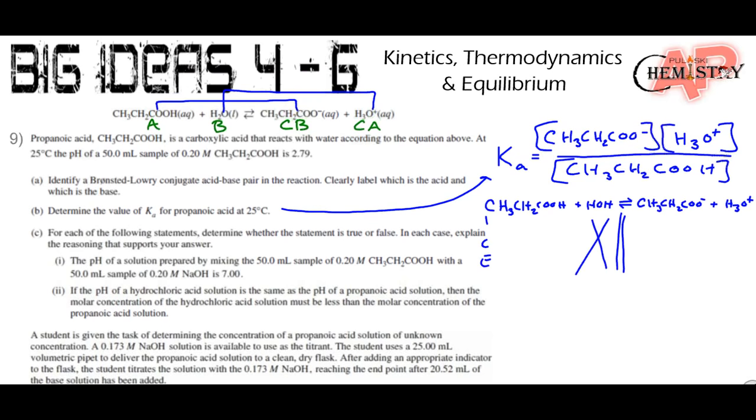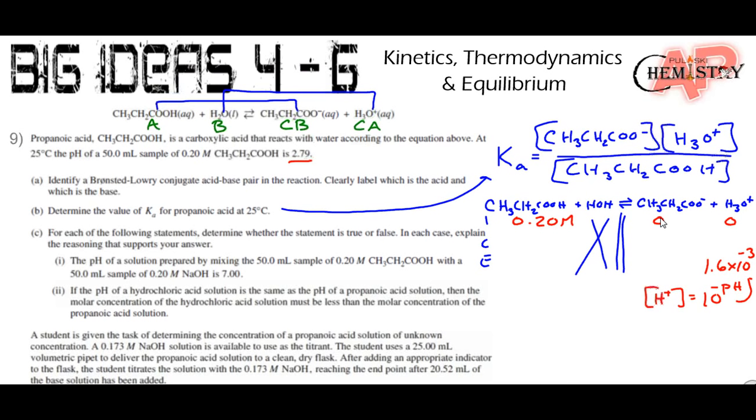So I'm going to set that up. All right, so here's my ICE box. And let's see what we have been given here. It says that I have 0.2 molar of my initial amount here. And then it says that it is 2.79 for my pH. pH is always the equilibrium of my H+. So the concentration of H+ equals 10 to the negative pH. So that will be 1.6 times 10 to the negative 3. And then that's all the values I have.